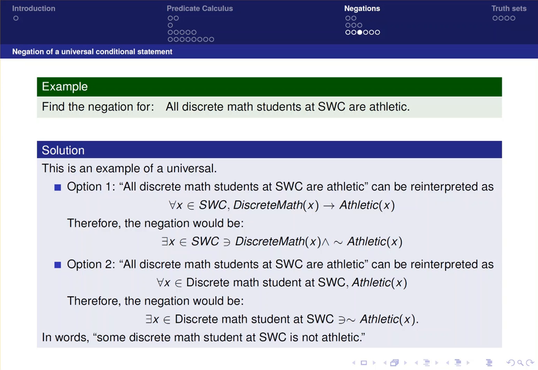Both options lead to the same solution. It's just that one of them uses an if-then statement and combines the domain and P of x together, whereas the first option separates the domain and the P of x predicates from one another. They're both okay, so it just depends on what you want to do with the problem.